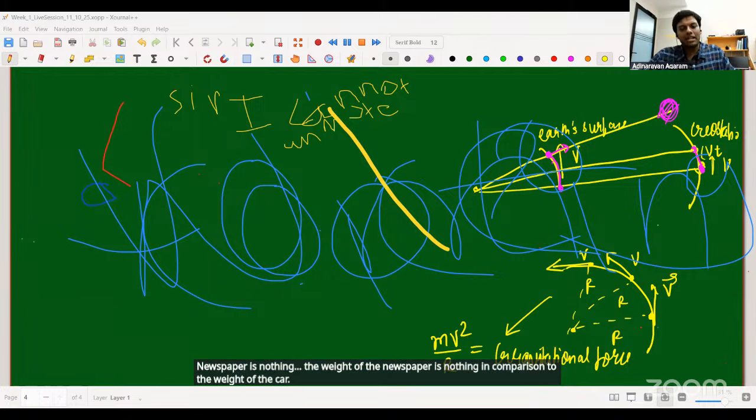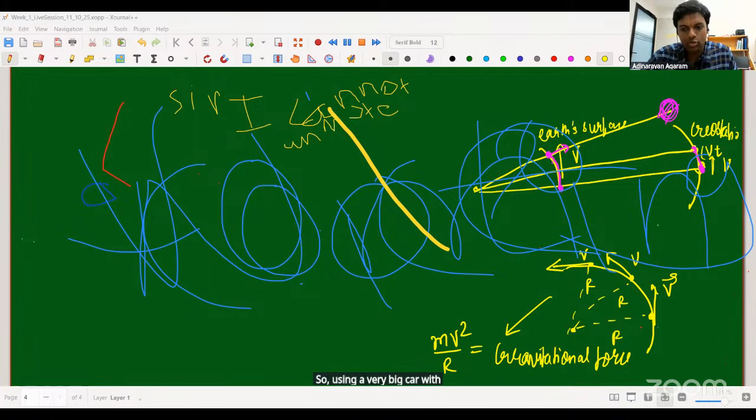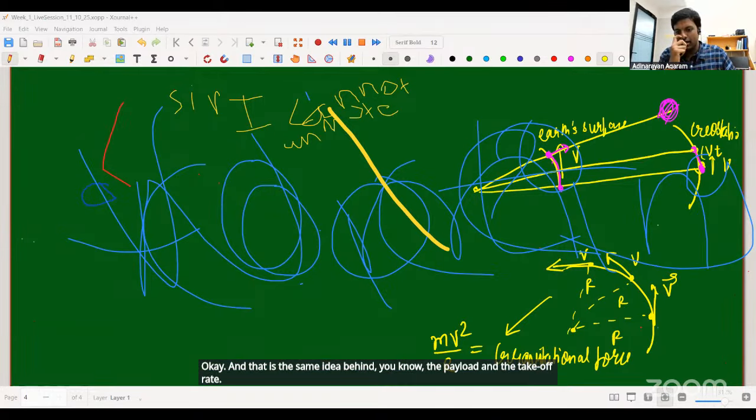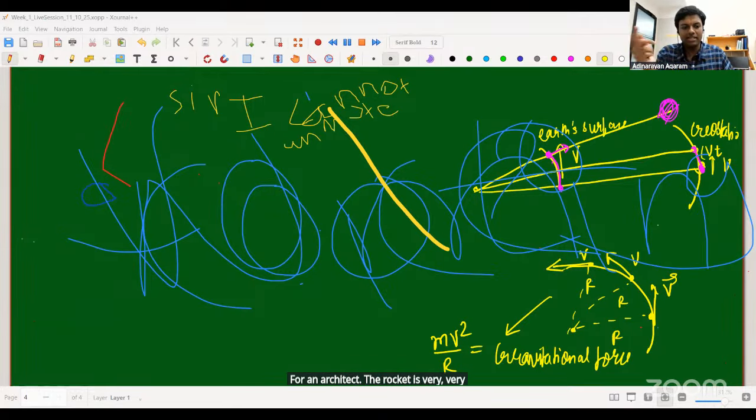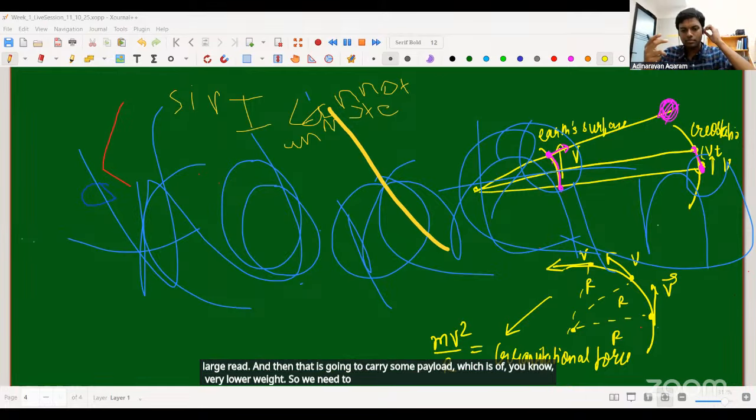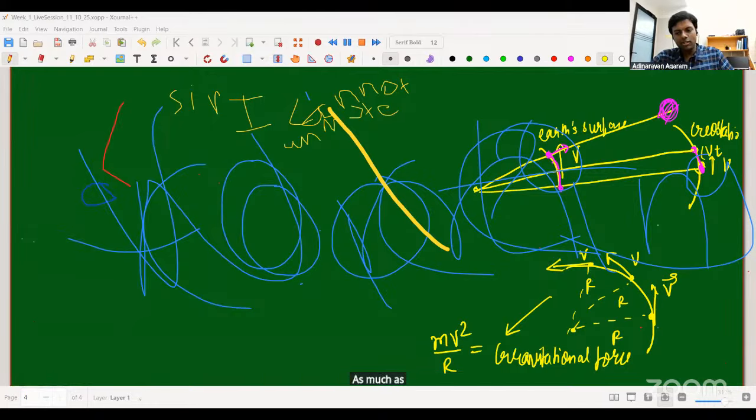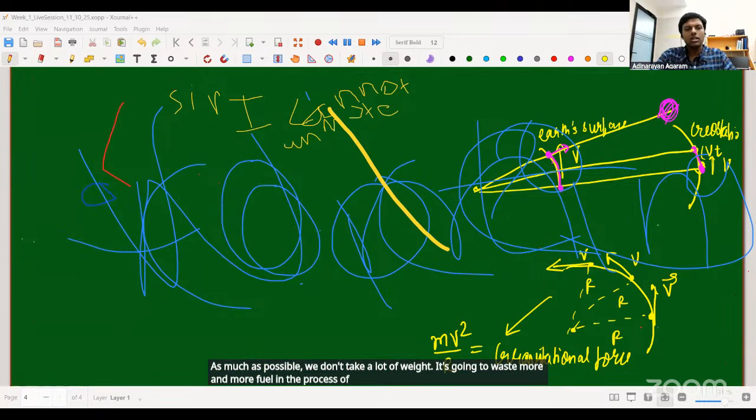So you're using a very big car with huge weight to go deliver the paper. That is the same idea behind the payload and the takeoff weight for a rocket. The rocket is very, very huge, massive, and has large weight. And then that is going to carry some payload which is of very lower weight. So we need to reduce this ratio. We need to make sure that as much as possible we don't take a lot of weight. It's going to waste more and more fuel in the process of taking it up.